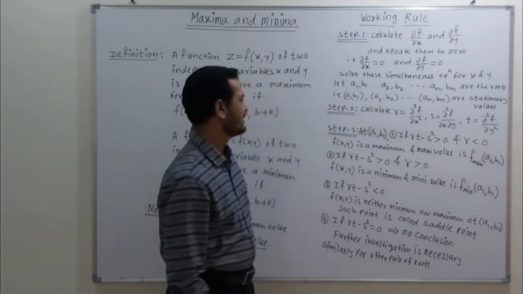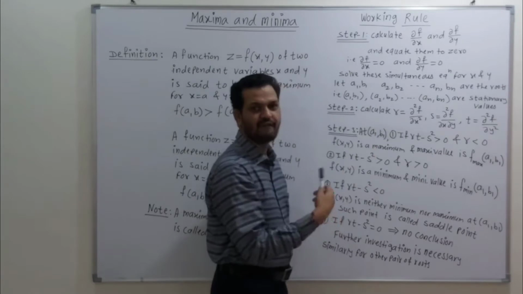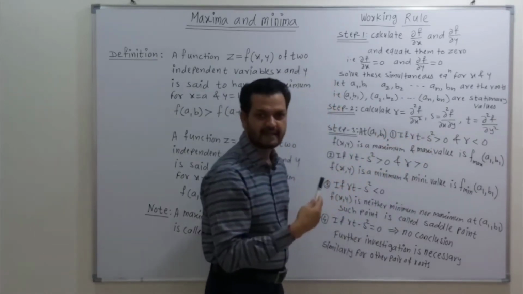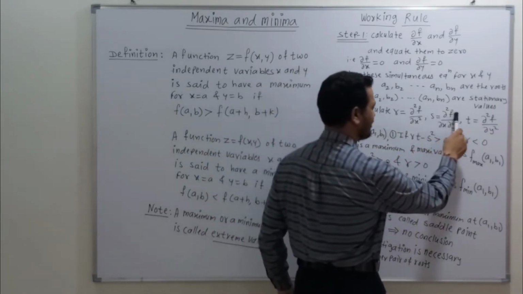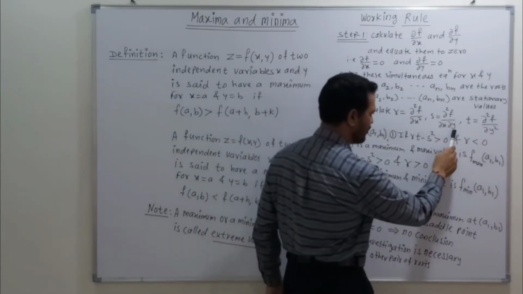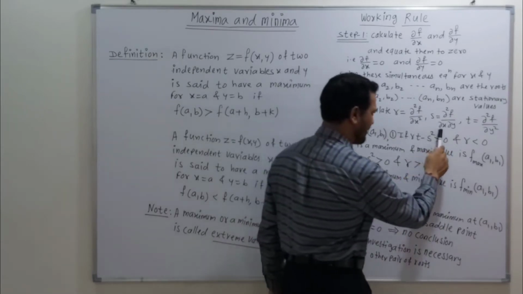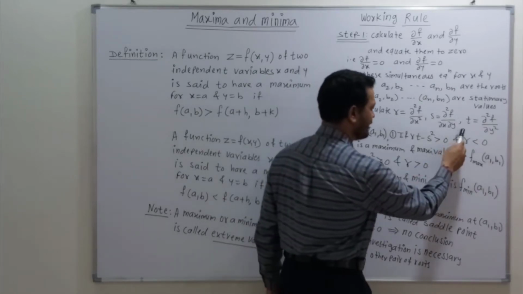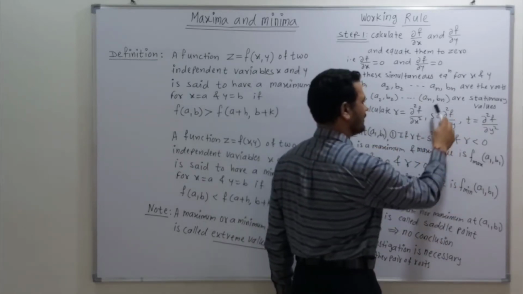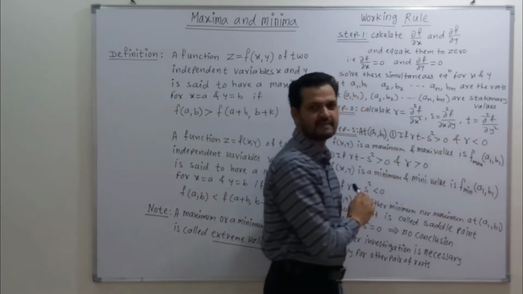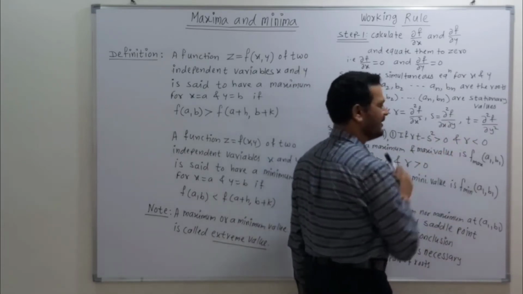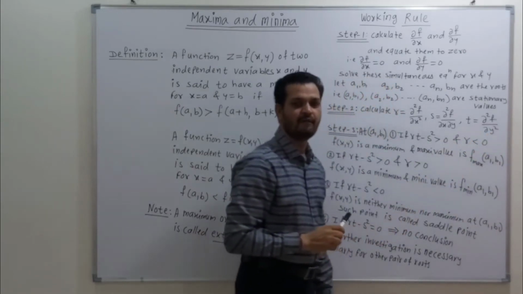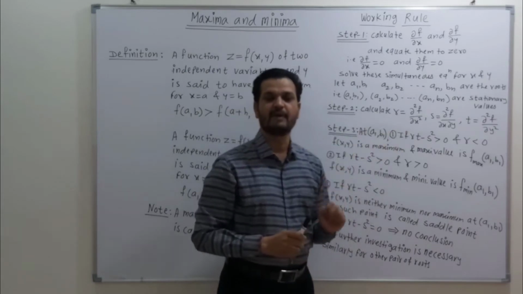After step 1, step 2 is to calculate the value of r. Here r means the second order partial derivative of f with respect to x. Then s denotes the second order partial derivative of f with respect to y and x. Whenever such a mixed term is there, calculate the partial derivative from right to left. That means first find the partial derivative with respect to y, then with respect to x. Then calculate the value of t. Here the meaning of t is the second order partial derivative of f with respect to y. So this is all about step number 2.